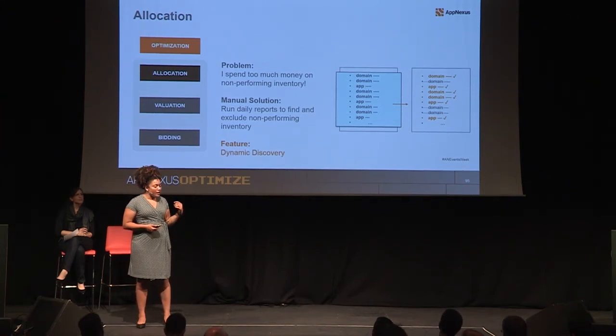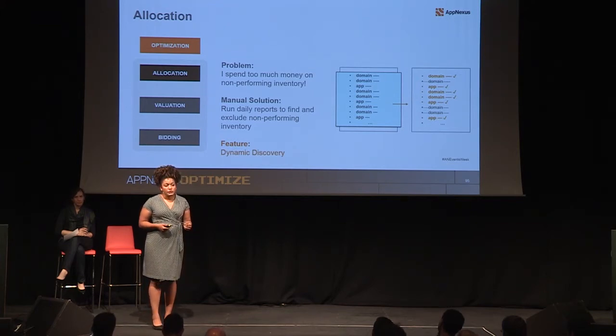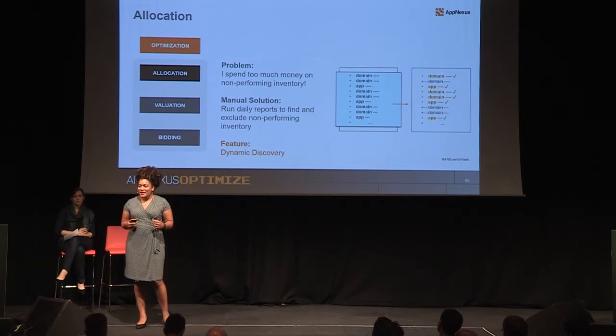And so what we've built is dynamic discovery. What dynamic discovery does is it utilizes an analysis that our data science team has done to figure out a likely point at which an individual piece of inventory is not going to perform toward your goal. And then within minutes of hitting that threshold, we actually stop buying that inventory. So all of that manual exclusion that you were doing before is completely obsolete. You're able to use our automated systems and stop buying that inventory faster.